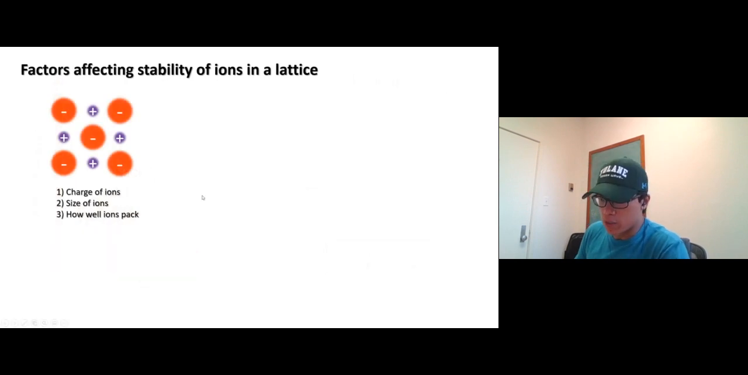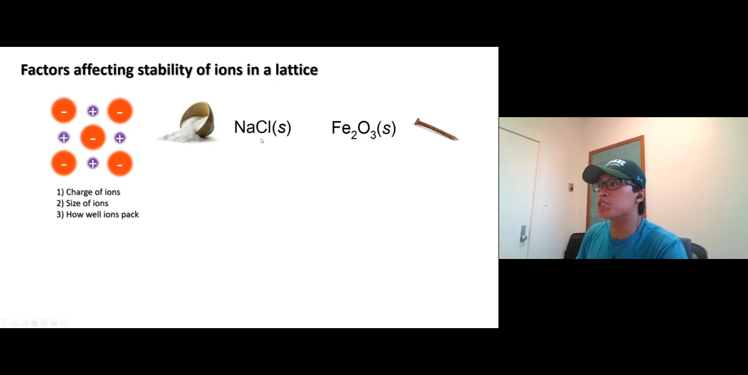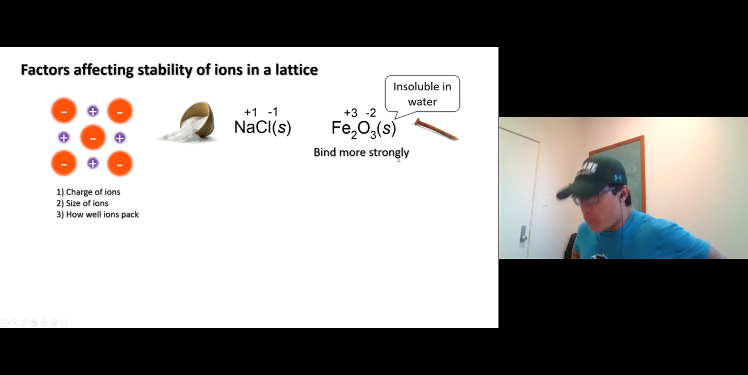Well, there are a few factors: charge of ions, size of ions, and how well ions pack. Start with the first one, charge of ions. I'll give you two examples. First, sodium chloride: sodium is +1, chloride is -1, and sodium chloride is soluble in water. Usually low charges don't attract one another strongly, so they tend to be soluble in water. On the other hand, rust, iron(III) oxide, has iron +3 and oxide -2. Because of the higher charges, they bind more strongly, so they tend to be insoluble in water.